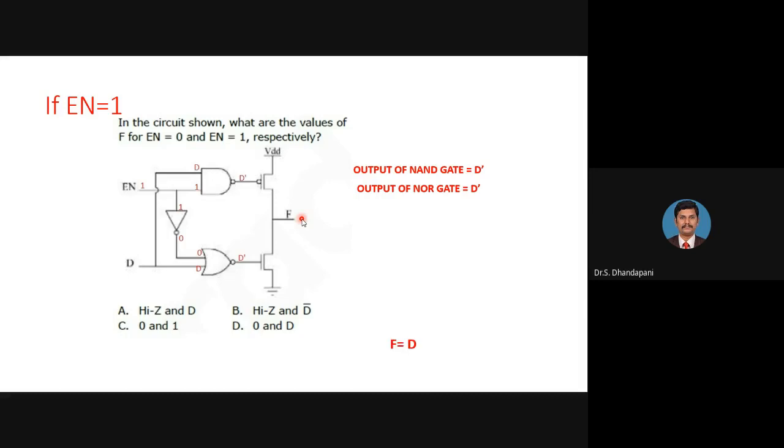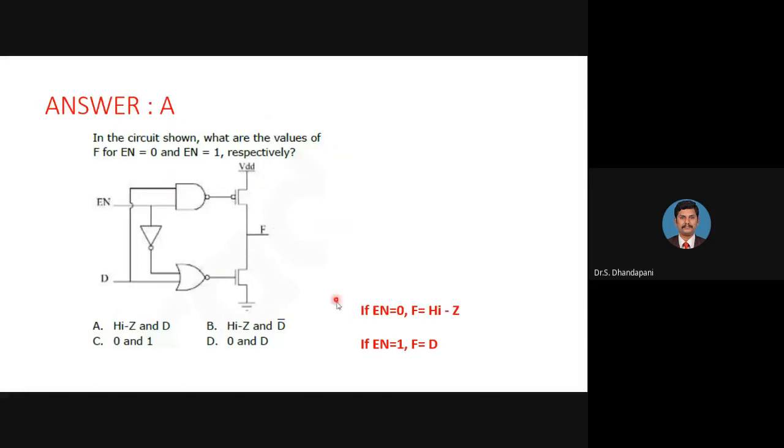So the output of the circuit is B. Now we can say the final answer. When enable equal to 0, the output F is high impedance. When enable equal to 1, the output F equal to D. So the correct answer is option A. So this is one of the interesting questions.